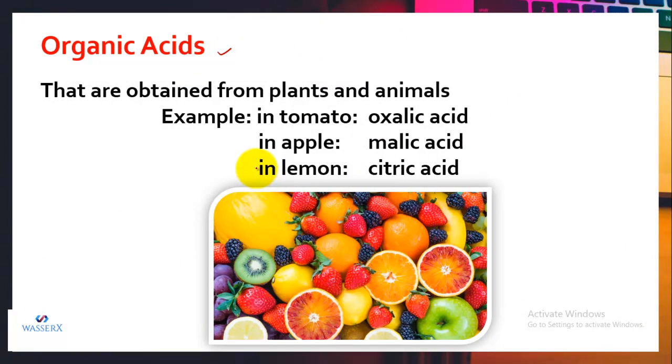Organic acids are the acids that are obtained from plants and animals. For example, if you talk about tomato, the tomato possesses an acid which is called oxalic acid. In apple, we have another acid, that is malic acid. And in all juicy fruits, there is citric acid. So I think you got it, what organic acids are.